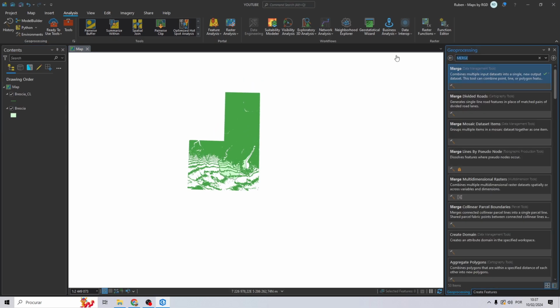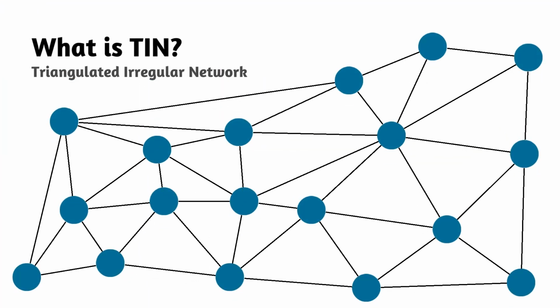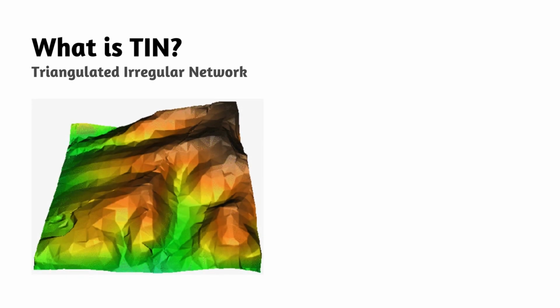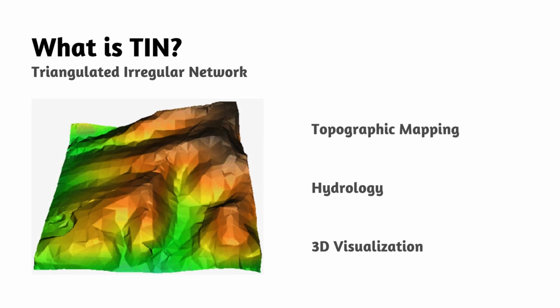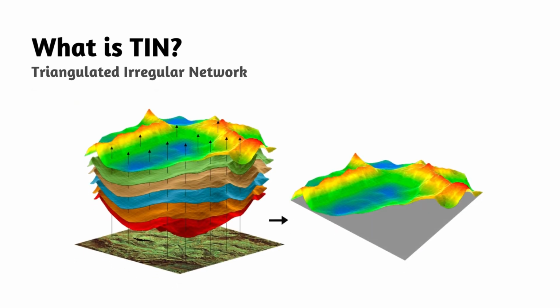Now let's create a TIN. TIN refers to a triangulated irregular network. It's a data structure used to represent terrain surfaces through a network of interconnected triangles. TINs store elevation data at vertices and use triangulation to interpolate elevation values across the surface. They are used for terrain modeling, visualization, and analysis in various applications like topographic mapping, hydrology, and 3D visualization. TINs allow for efficient representations of complex terrain, facilitating accurate spatial analysis and visualizations in GIS environments.